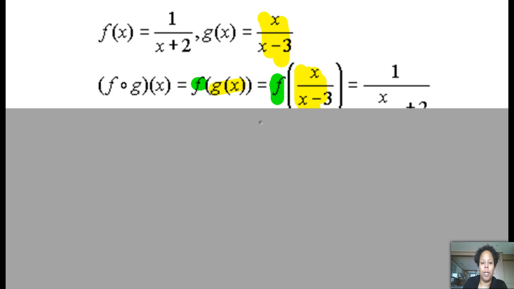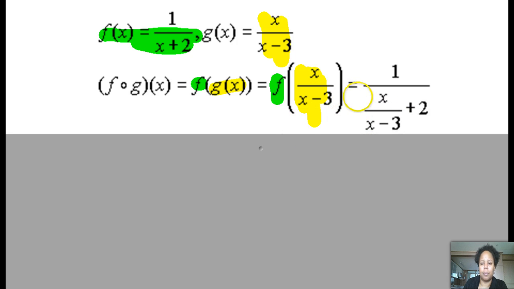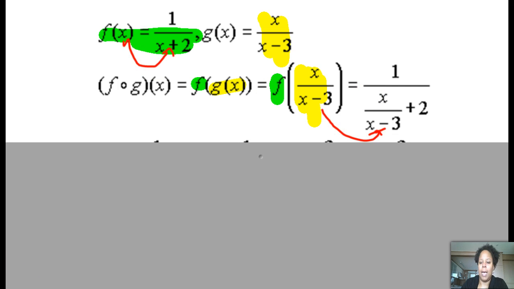Well, if you take a look over here, the outside function f of x takes its input and adds 2 to it and puts it in the denominator of this function. So what I'm going to do is take my input, which is x over x minus 3, and put that in as my input, add 2 to it, as you can see, and put that in the denominator with 1 in the numerator. That's all I do when I compose.